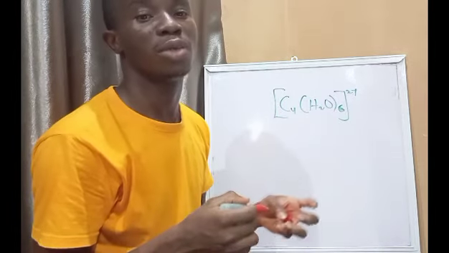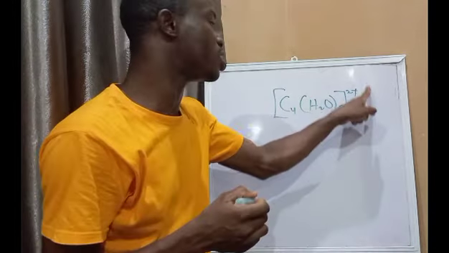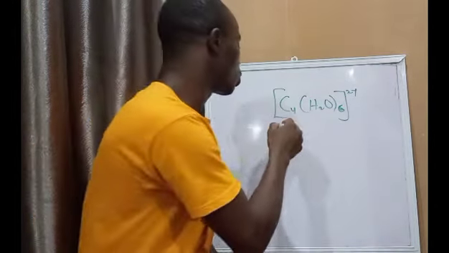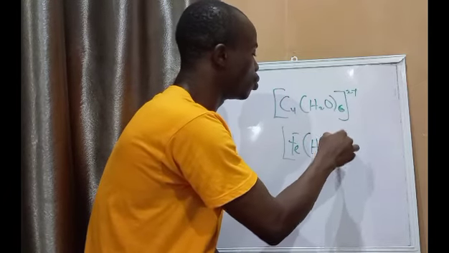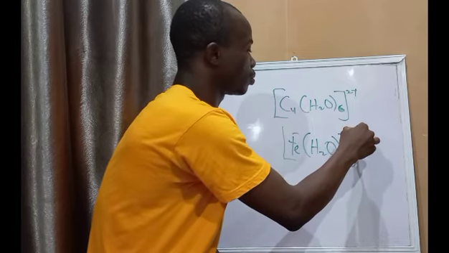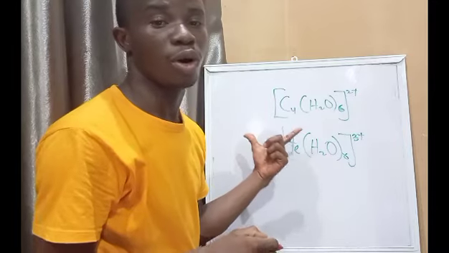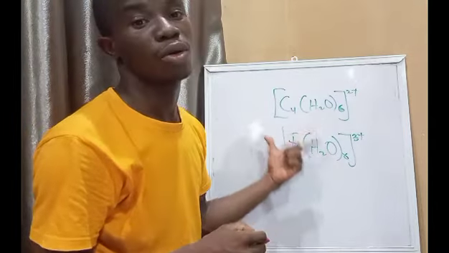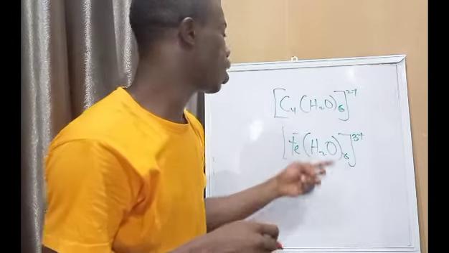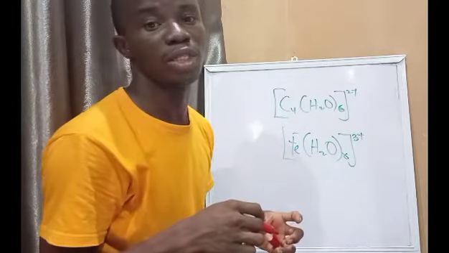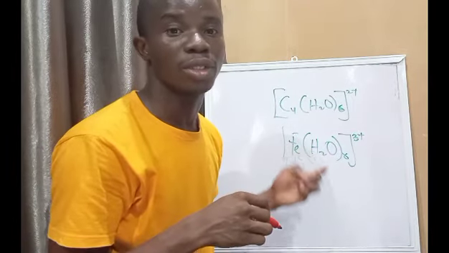You can also have a metal complex compound, but this is an ion. Another example is Fe(H2O)6. So this is another example of a metal complex involving an iron ion as the central metal and H2O as the surrounding molecule, which is coordinated to the central ion atom.